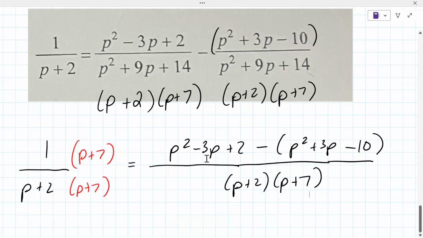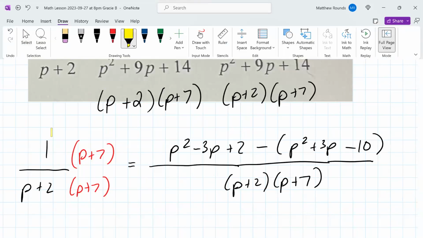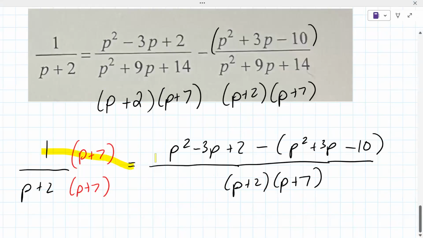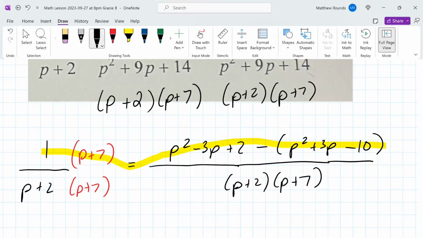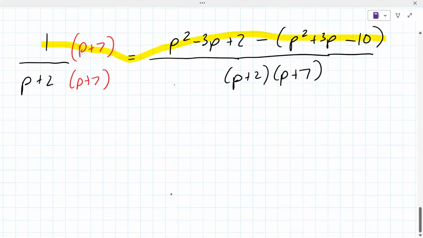Is that okay, what I've done so far? Yes. Now, just like all the other problems, it's just the top now. You don't care about the bottom. You ignore the bottom. I hope your teacher's not making you rewrite the bottom over and over again. No, I don't think so.